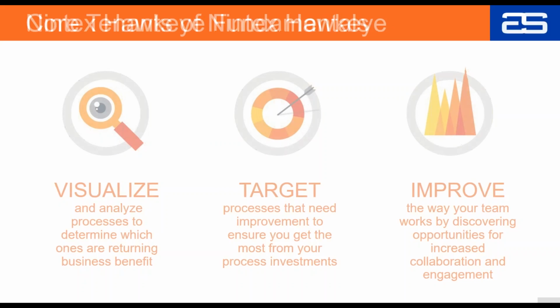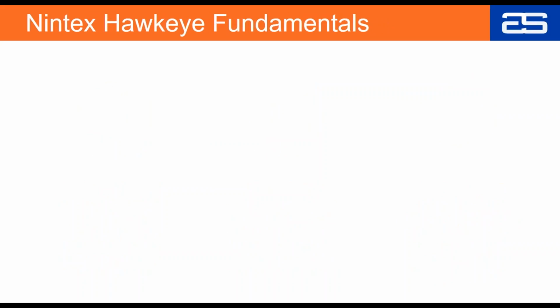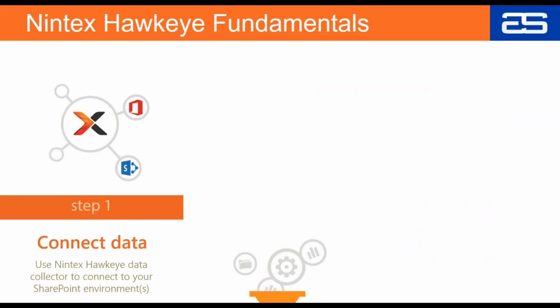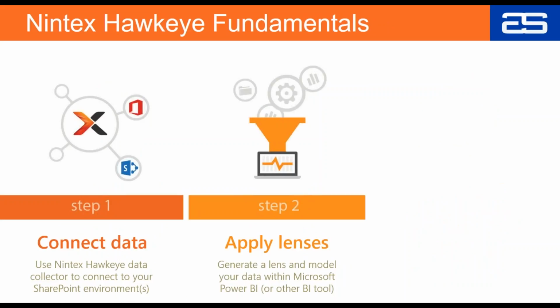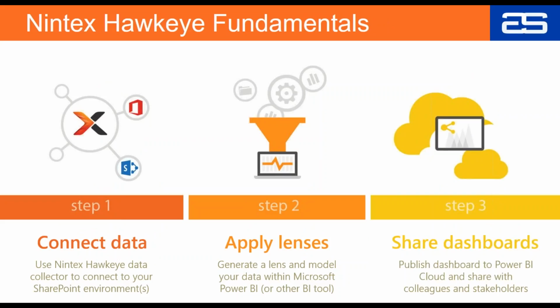Okay, so now that we understand what Nintex Hawkeye is and some of the value that it can provide, let's talk about exactly how it works. So Hawkeye is built on 3 fundamentals: connecting to data, applying lenses to that data, and then sharing that data via dashboards. Essentially, the way that it works is that you start by connecting all of your Nintex-enabled environments to Hawkeye to gather your data from across your organization.